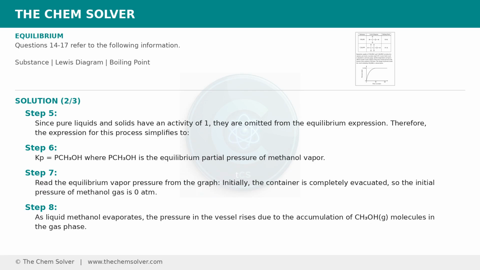Initially, the container is completely evacuated, so the initial pressure of methanol gas is 0 atmospheres. As liquid methanol evaporates, the pressure in the vessel rises due to the accumulation of CH3OH molecules in the gas phase.